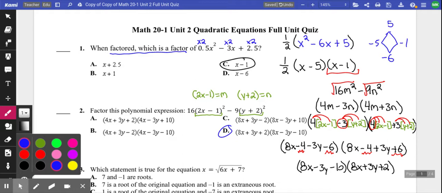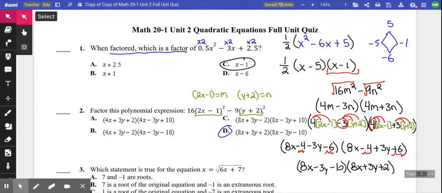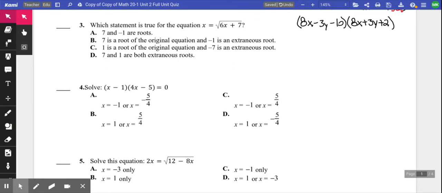Awesome. Those first two questions are kind of our hard 20-1 level factoring. We have one with fractions or decimals that we have to get rid of. We have one where we have to change a binomial to a letter. Awesome. That does it for the high level factoring questions. We're now going to move on to some solving questions. So we're going to look at number 3. It says, which statement is true for the equation x equals the square root of 6x plus 7?